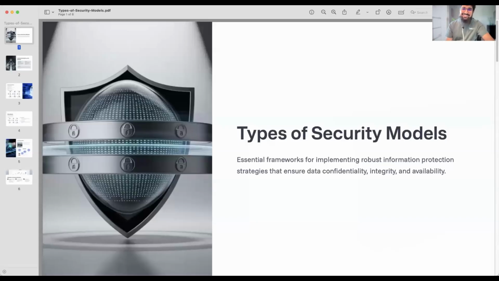Hi guys, this is Abdurrahman Gilal, and in this short video, I'll be giving you a brief explanation of different security models, or I would say important security models.